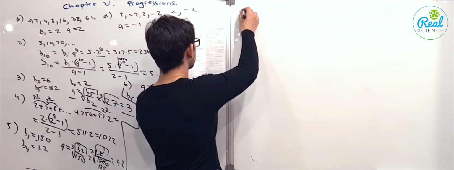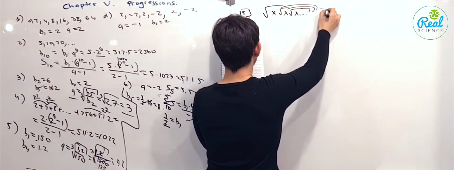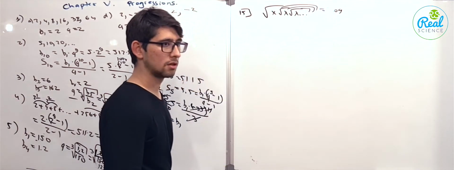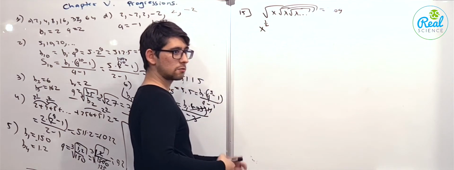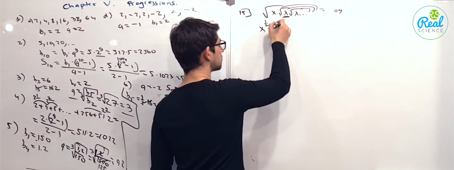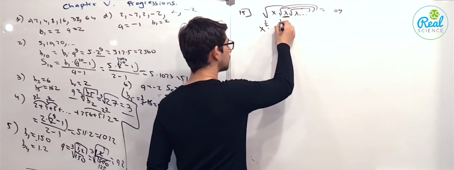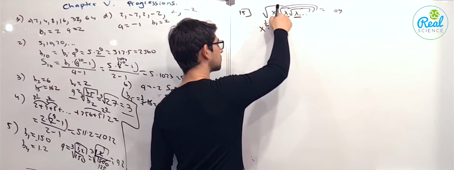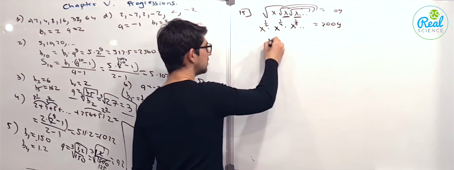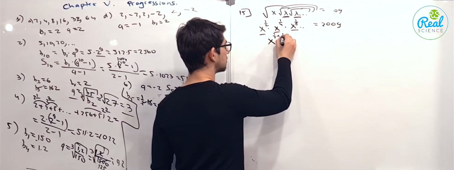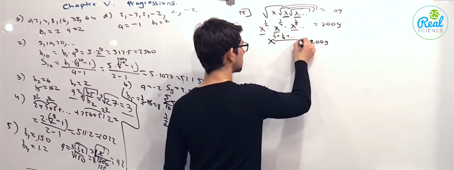Let's turn to 15. Square root of x, square root of x, square root of x, etc. equals 2009. For the first x, you have only one root, meaning x to the power of 1 over 2 if you change root to power, okay? For the second one, you have two roots, right? x to the power of 1 over 2, 1 over 2. The power of the power should be multiplied. 1 over 2 multiplied by 1 over 2, you get 1 over 4, okay? For the third one, you have three of them. x to the power of 1 over 8, etc. 2009. And they have the same base. You just add their powers. 1 over 2, 1 over 4, etc. Right? Equals 2009. What is the sum?